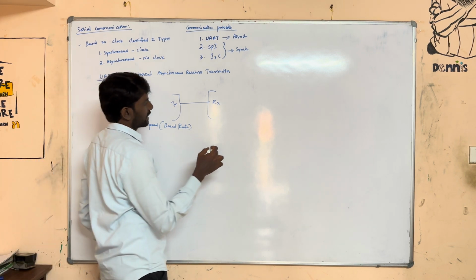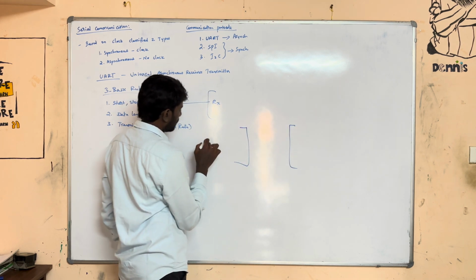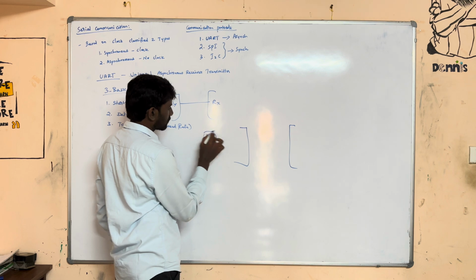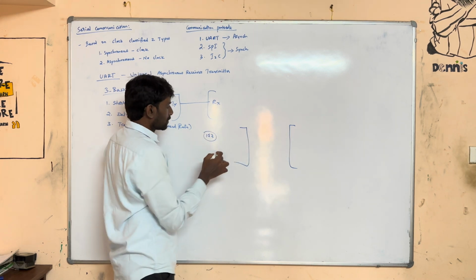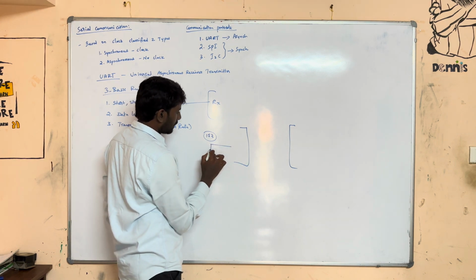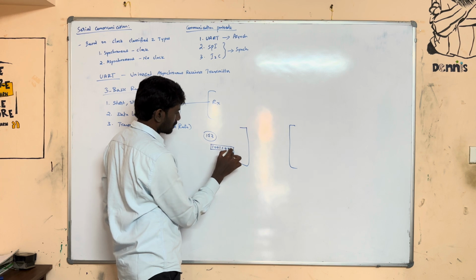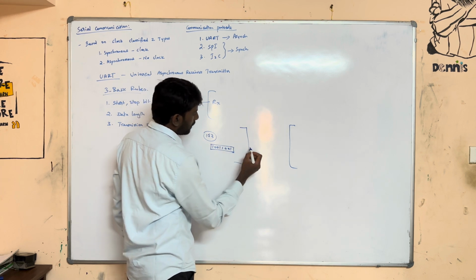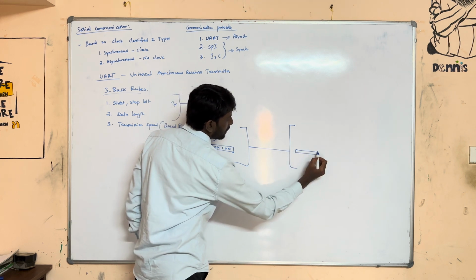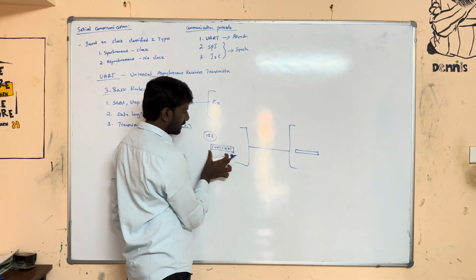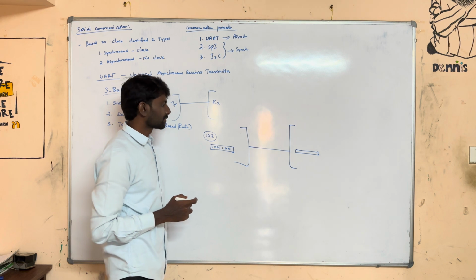Okay, let's take one scenario. We have the data 153. We are trying to transfer 153 from device 1 to device 2 using the UART protocol. So 153 is available here in some register. And there is one data line, and here there is one register. In this register you need to send this 8 bits to here. That's the aim of our discussion.